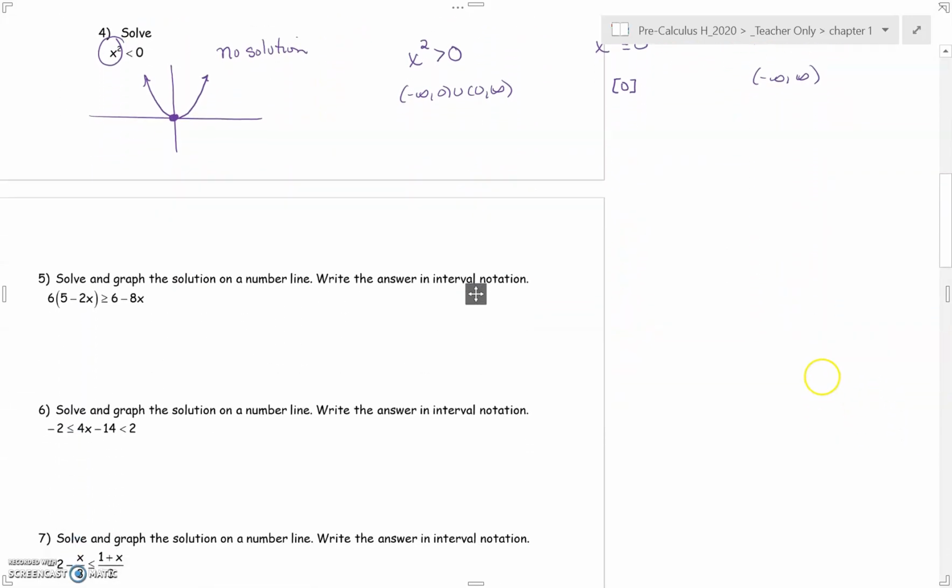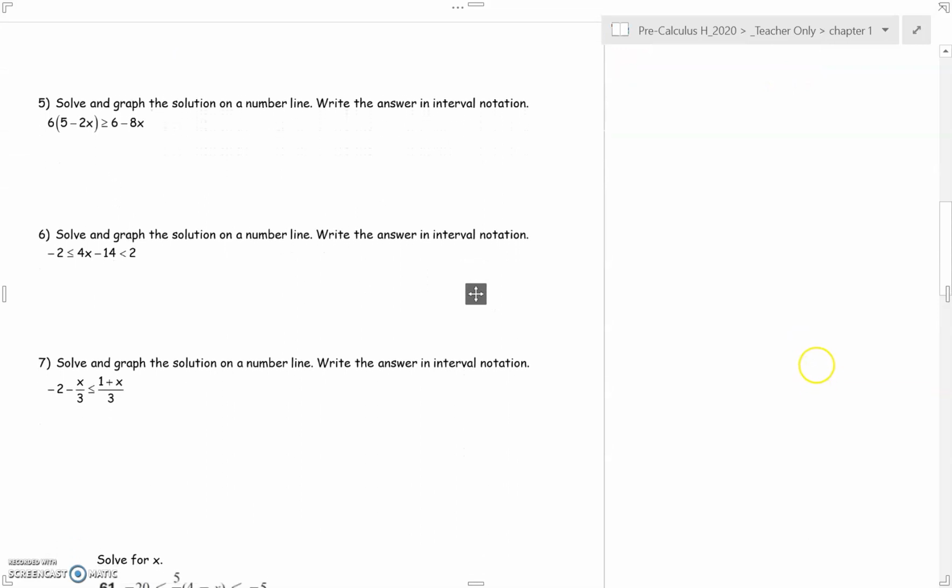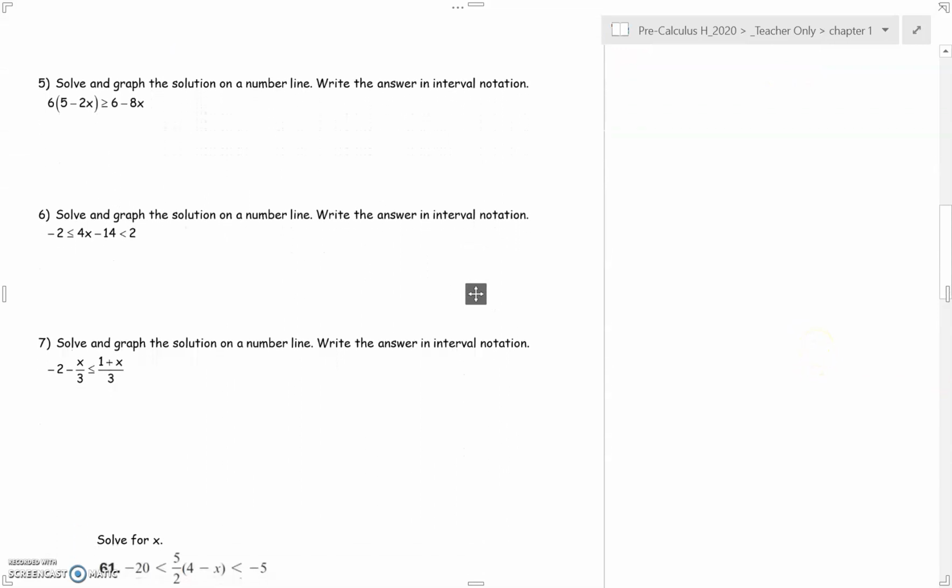Let's go ahead and try the next few questions. What we're going to do is try and solve. Notice this does not have an equal sign. This has an inequality. So you have to be very careful of what we talked about earlier, that you have to flip your arrow if you multiply or divide by a negative. So go ahead and pause the video.